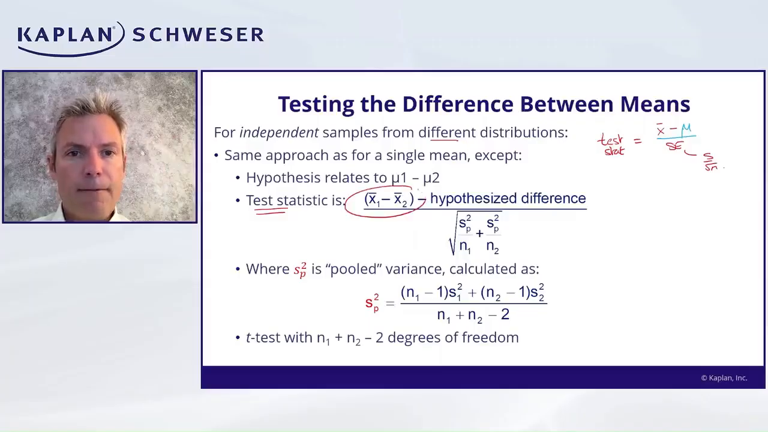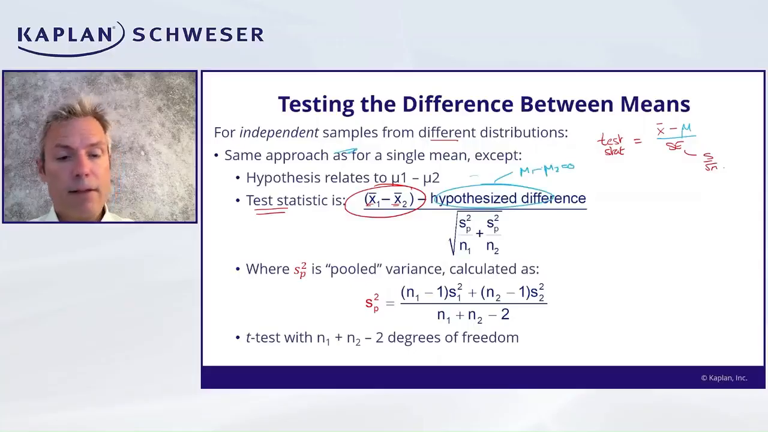It's what we observe. We've got two samples now, one from the first distribution, x bar 1, one from the second distribution, x bar 2. And then we think about how far that difference is away from a hypothesized difference. Often we may hypothesize that a difference is 0, actually. In other words, the means are the same. That's a very common hypothesis, all right?